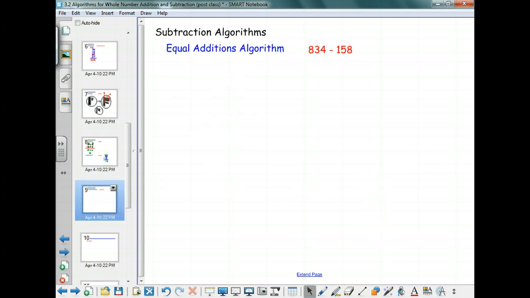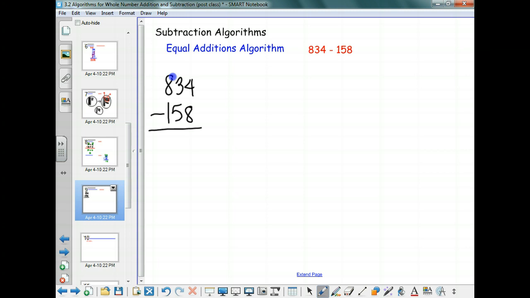Come on. All right, equal additions is a really fun one. What it does is it eliminates the need to borrow. That is the whole goal. So I want you to write that on your paper. The goal of equal addition is to eliminate the need to borrow. There is no borrowing in equal additions. And it does it by equally adding values.